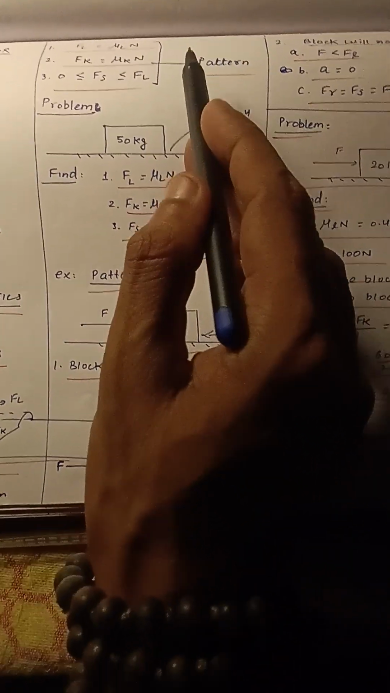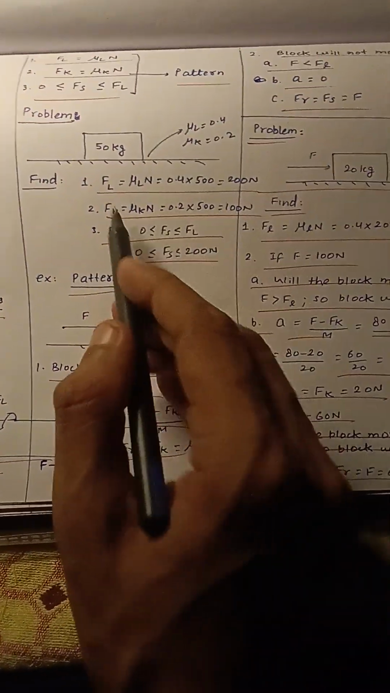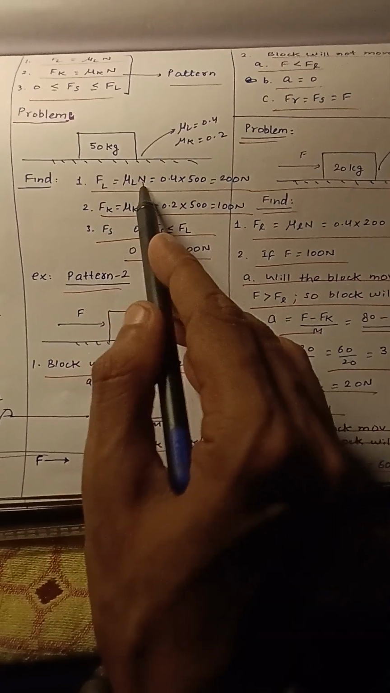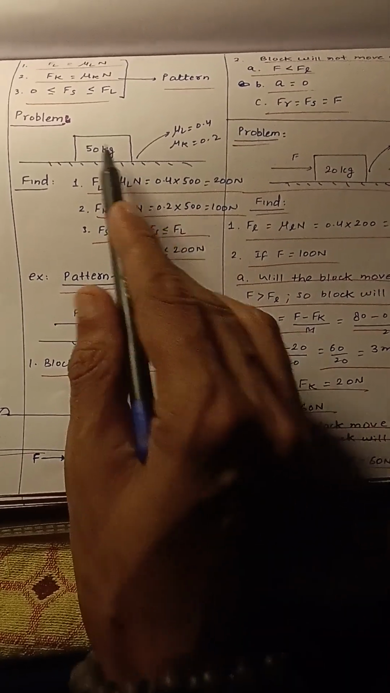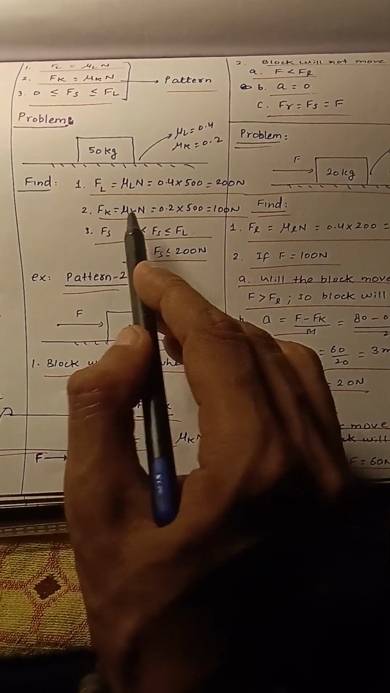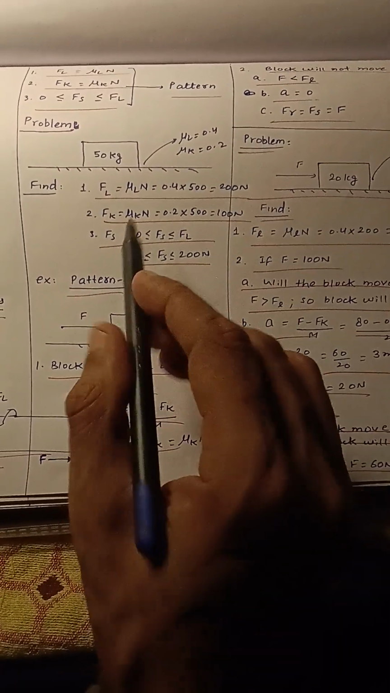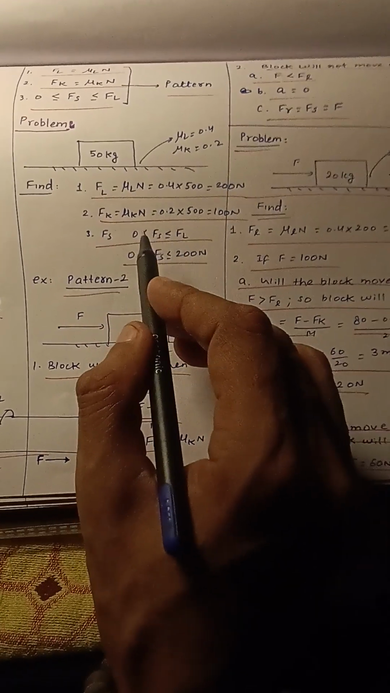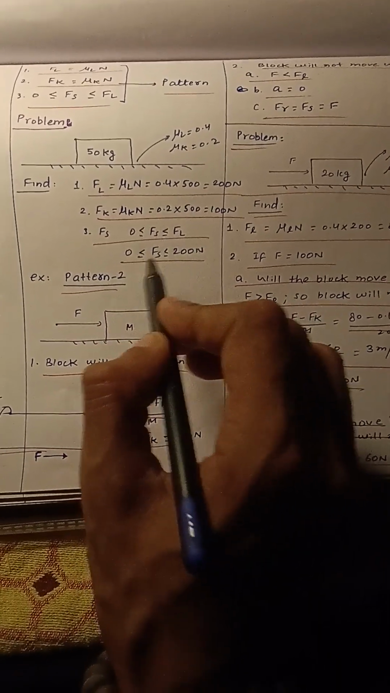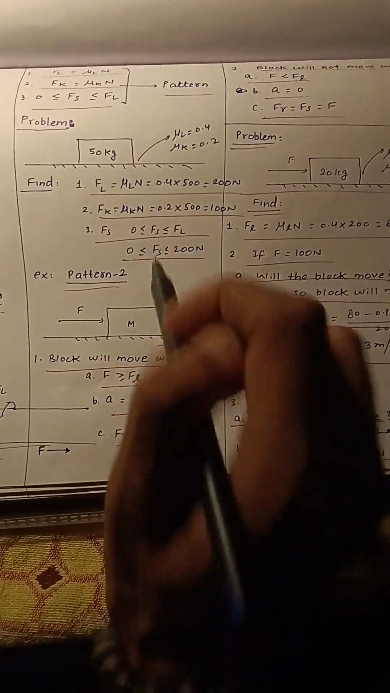Now we need to learn how to use this pattern. So suppose we take a block of mass 50 kg, mu L here is 0.4, mu k is 0.2. The first question is limiting friction, so it is mu limiting into N. Mu limiting here is 0.4, normal reaction will be 500, so that will be 200 Newton. Next question is kinetic friction, mu k into N, so that is 0.2 into 500, which will be 100 Newton. Next is static friction, it will lie between 0 and limiting friction, so it will lie between 0 to 200 Newton. So that is the analysis of the three types of friction as explained in this question.